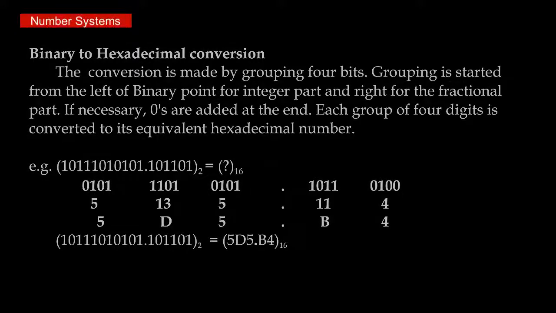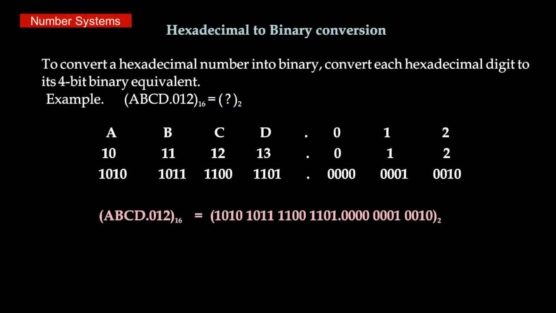Now next is the reverse conversion, that is, hexadecimal into binary conversion. The same reverse process is there. For example, here we have taken ABCD.012. So A is nothing but decimal 10, B is 11, C is 12, D is 13, 0 as it is 0, 1 as it is 1, 2 as it is 2. So we have to just write the binary codes of the decimal numbers.